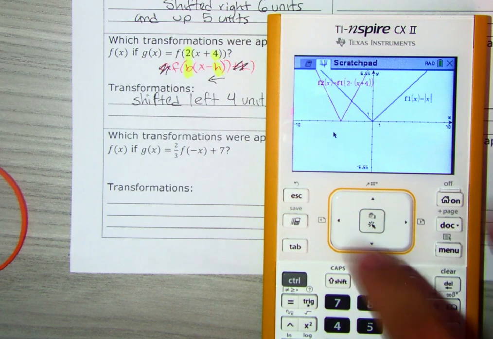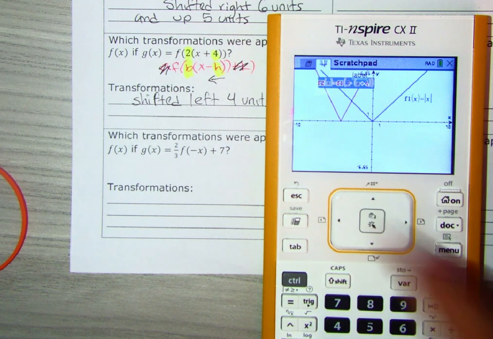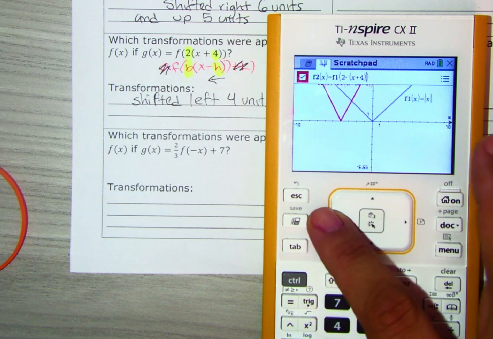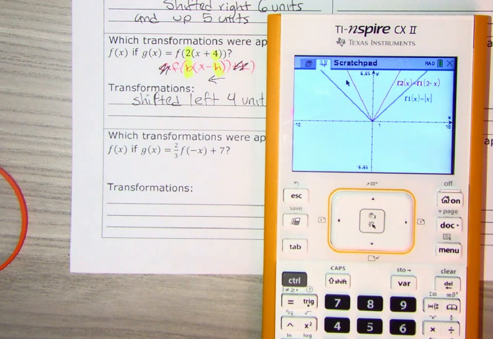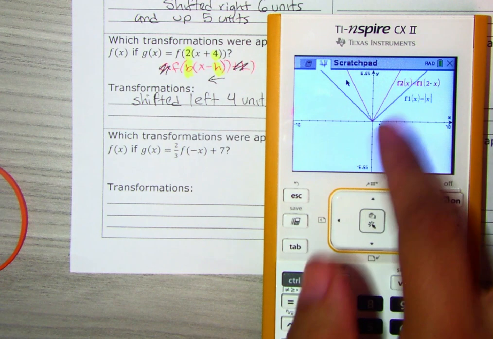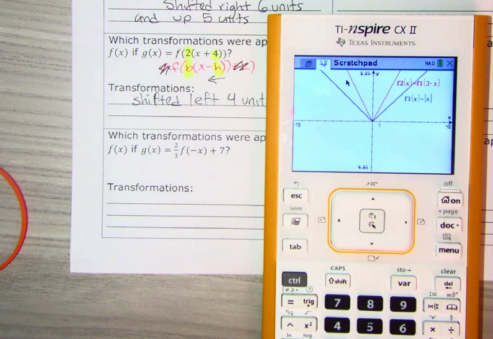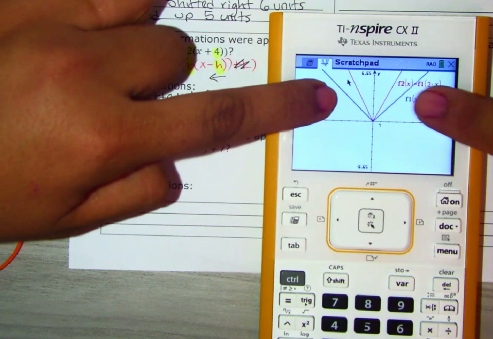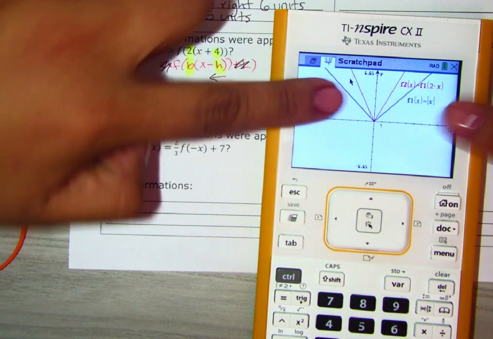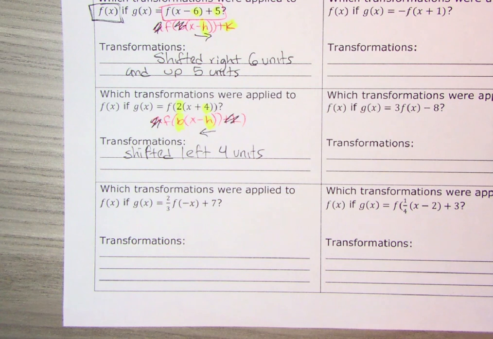Also, what you can do is double click your calculator and erase that 4, because you already know that the 4 is shifting it to the left. So now if I press enter without the 4, you can definitely see that that 2 is making it thinner, which is making the graph or the function be pushed in. So horizontally, I'm compressing. So what I'm going to do now is write down a horizontal compression.